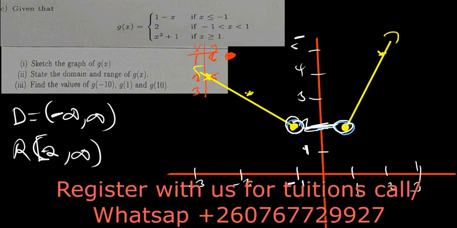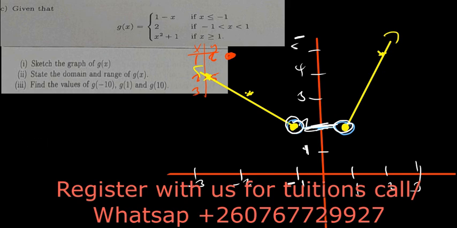The last question is saying find the values of g of negative 10, g of 1 and g of 10. Now g of 10, again this one came in 2022 for 1124 SAP. For g of negative 10, you check which condition is including negative 10. The first condition is saying x is less than or equal to negative 1. From negative 1 going all the way to negative infinity, this is where negative 10 belongs. So for g of negative 10, I need to get the first one, 1 minus x. So it will be 1 minus negative 10, which is 11.